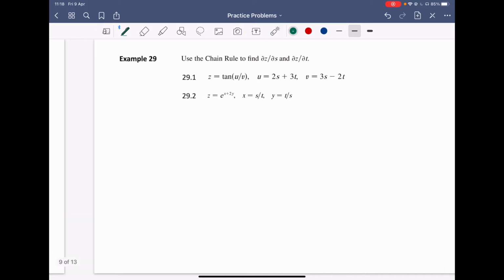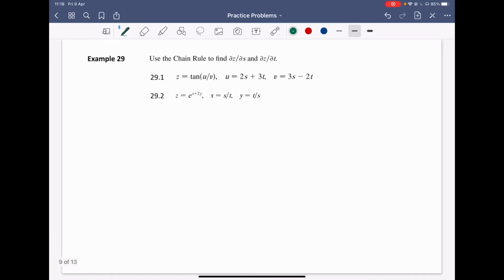All right, next we move to example 29. For this question, I want you to use the chain rule to find partial C by partial S and partial C by partial T. All right, so you need to find two things. Keep in mind, you have two sub questions, 29.1 and 29.2. So let's start with 29.1.